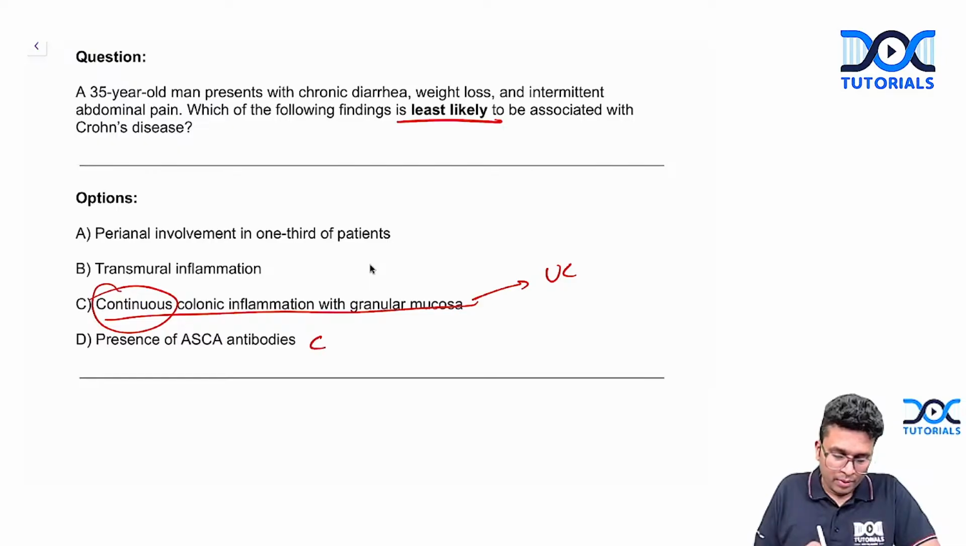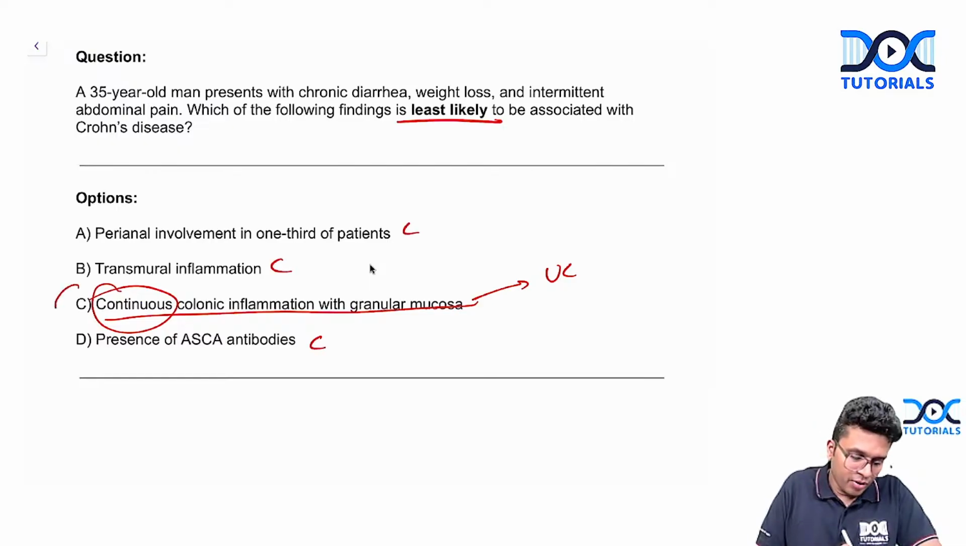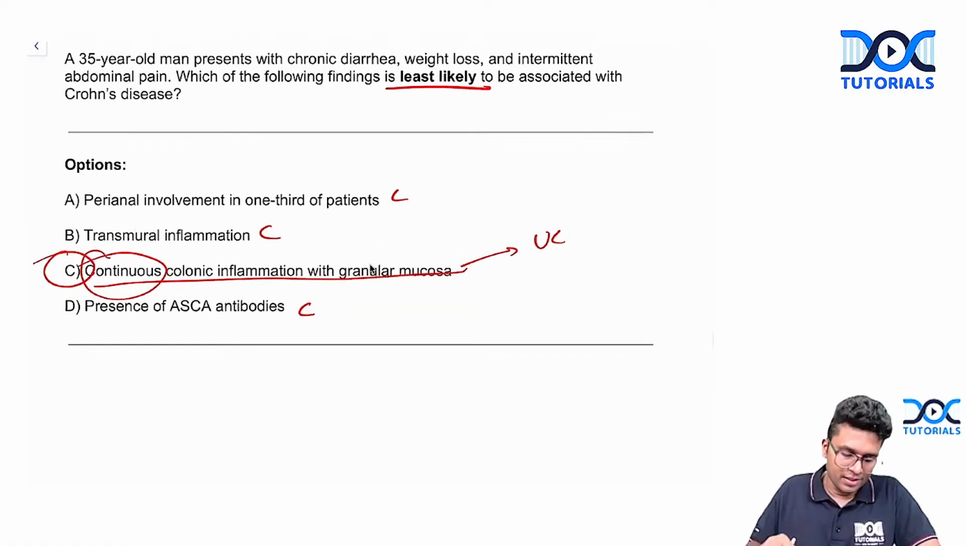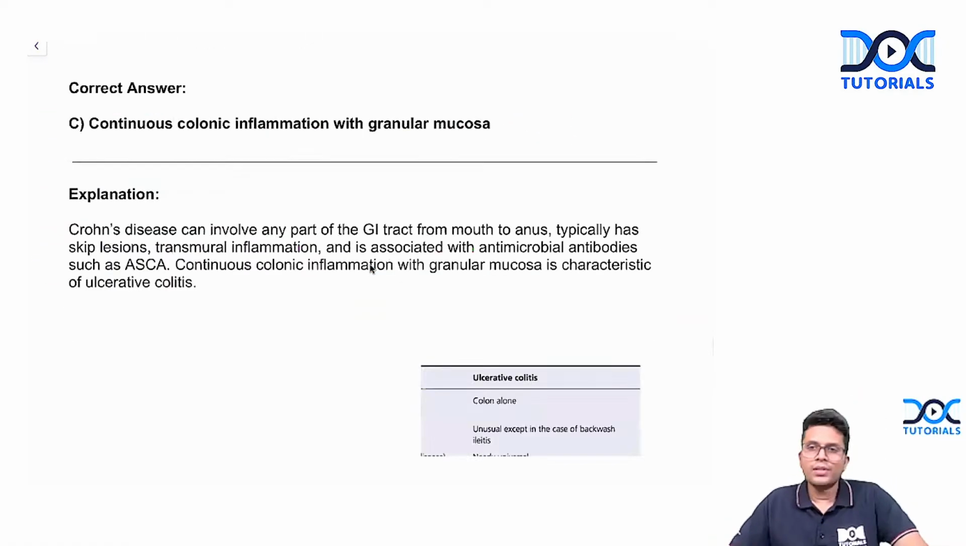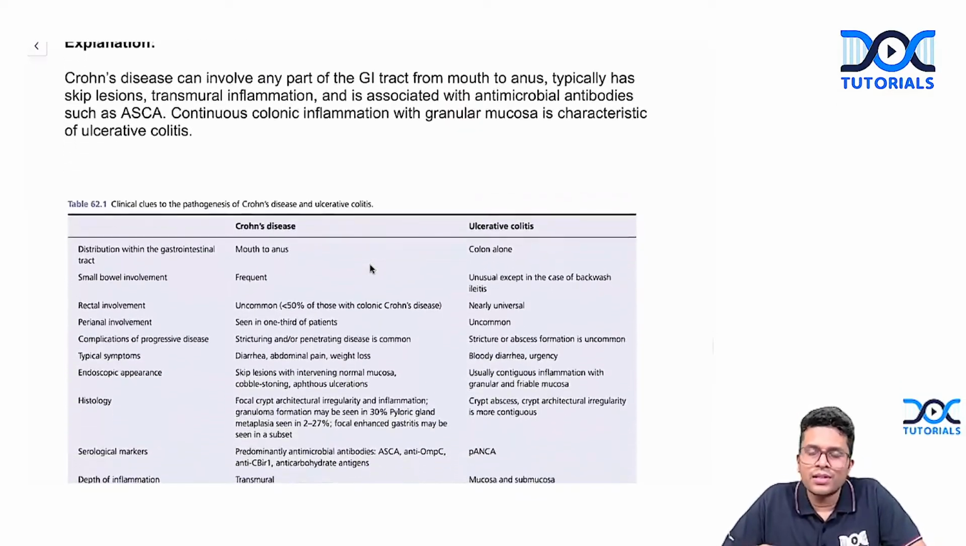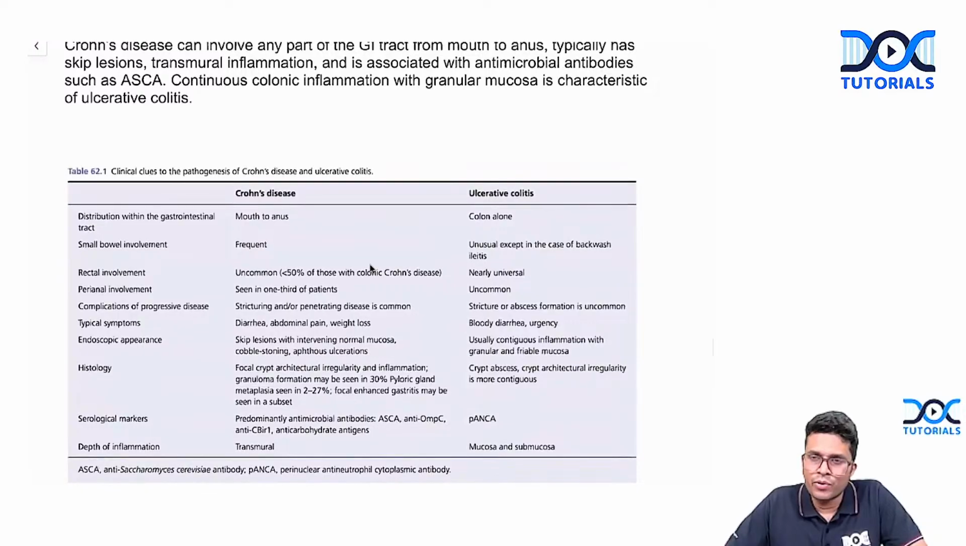So the others are for Crohn's. C is the best option, which is actually incorrect, being least likely with Crohn's disease. So Crohn's and ulcerative colitis differences will definitely be asked, if not in the main exam, at least in the interview round. It's a very commonly asked question. Please know the differences between Crohn's and ulcerative colitis.